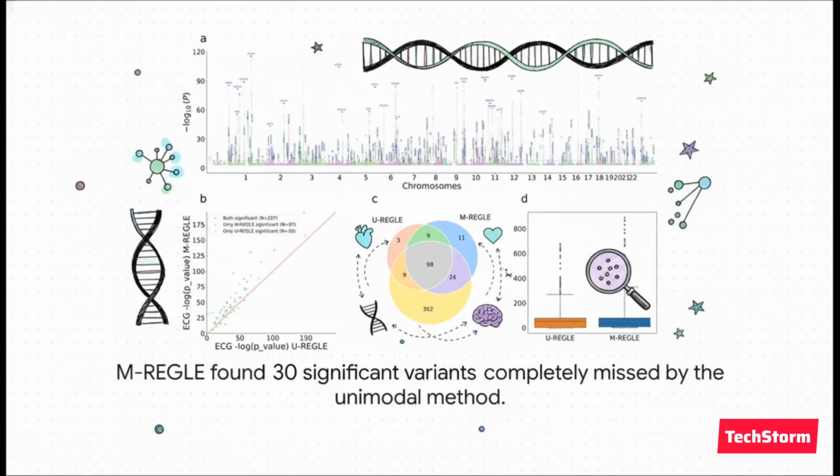Let's actually quantify this, because the numbers are pretty staggering. So MRegle confirmed 122 known genetic links, which is great, but it also found 20 totally new ones. And get this, it found 30 genetic markers that were completely invisible when scientists looked at each data stream on its own. That's not just a little better, that's a whole new level of discovery.